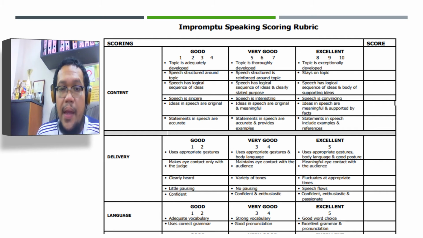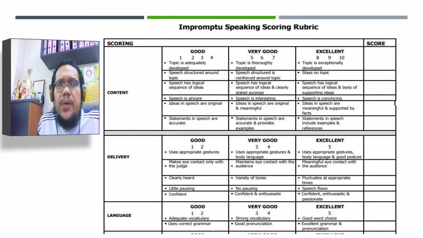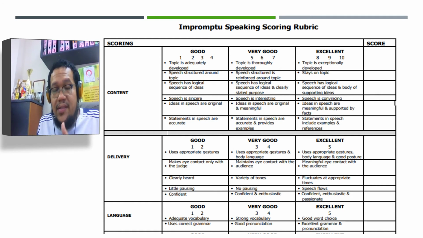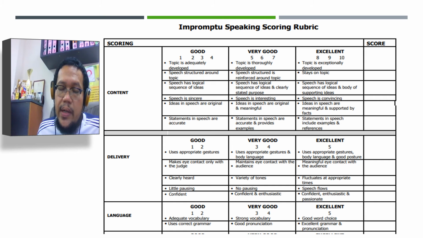And whether it's accurate or not, like I said, if you have a vast knowledge, your statements may be accurate. If you're not really sure, because sometimes you need to use a fact but you are not sure, then you may be in the stage of very good, maybe not excellent, but in a very good stage.